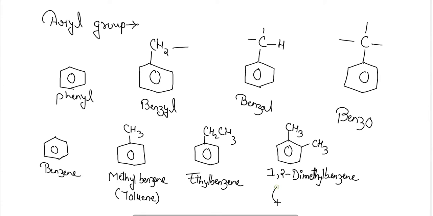And the common name of this compound will become ortho xylene. Here ortho is telling that the second CH3 group is attached to the second carbon atom from that of the primary derivative. So the name of this compound will become orthoxylene.